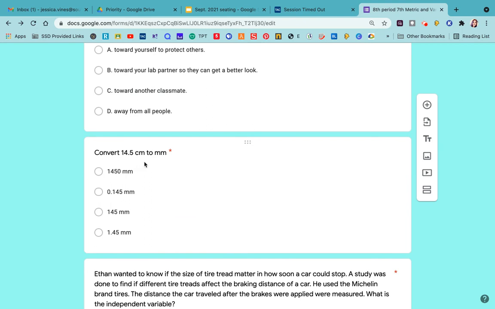Convert 14.5 centimeters to millimeters. We found on our ruler how many millimeters the little lines were in 1 centimeter. So you've measured with your ruler and got 14.5 centimeters. How many millimeters does that make it? 1,450 millimeters, 0.145 millimeters, 145 millimeters, or 1.45 millimeters.